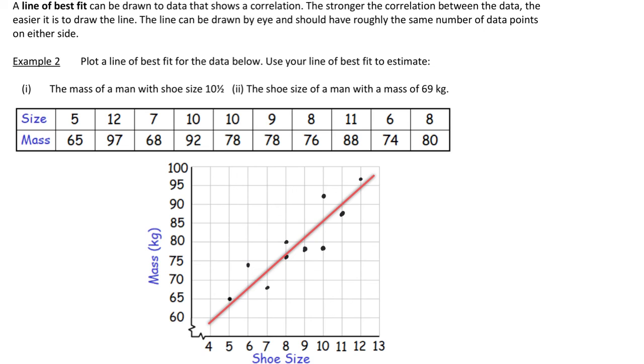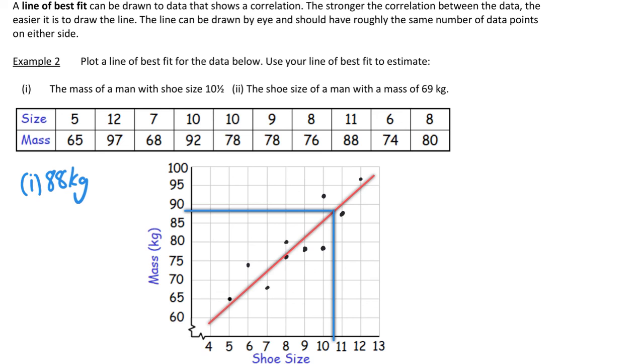So then we can use the line of best fit to guess the mass of a man with shoe size 10.5. So if we go to our 10.5 and draw a line up to the line of best fit, and then from there draw a line across to the axes, we can see that it's approximately 88 kilograms. So a man with shoe size 10.5 would weigh approximately 88 kilograms.